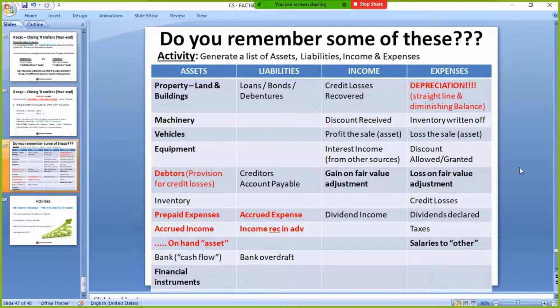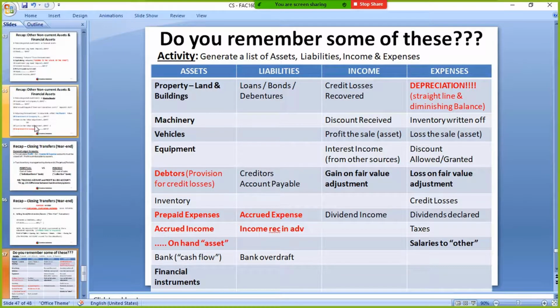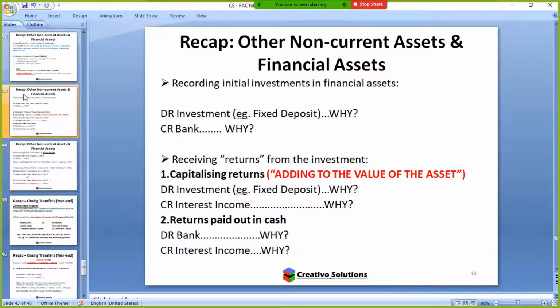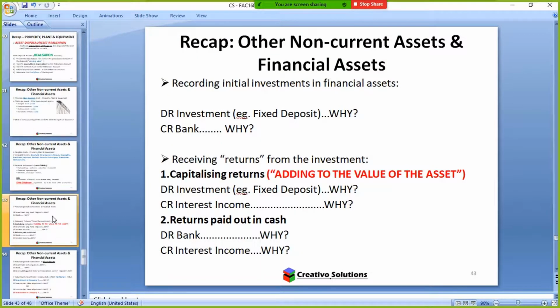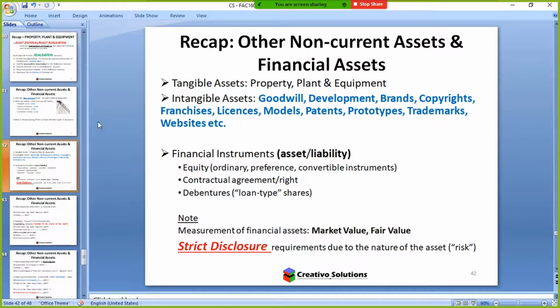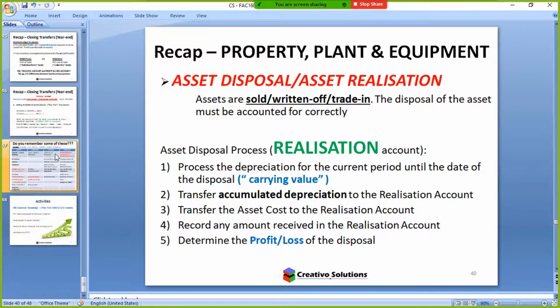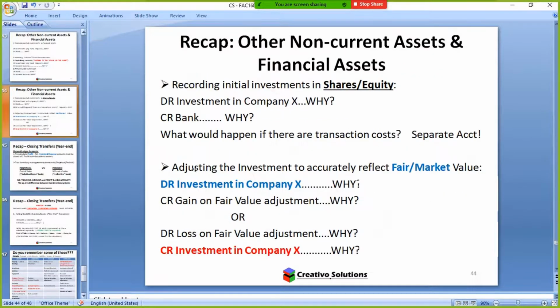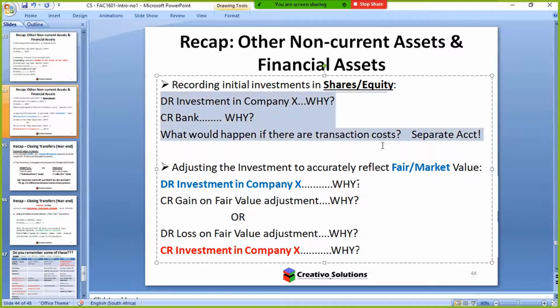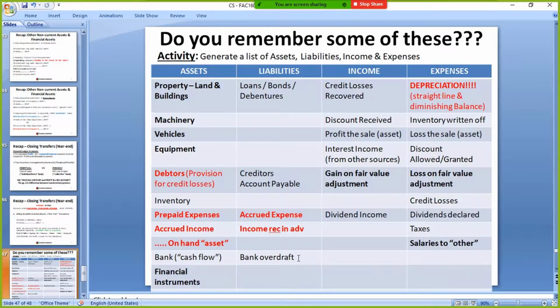Gain on fair value adjustment. Yes, the gain on fair value adjustment came from today. Here it is, this page. Where is it? I lost my spot. Here it is. Okay, remember we talked about why shares? Why is it on a debtor? Where do you see debtors?